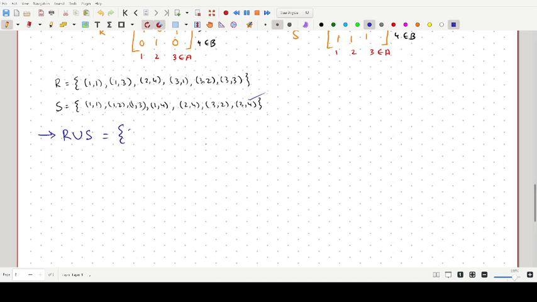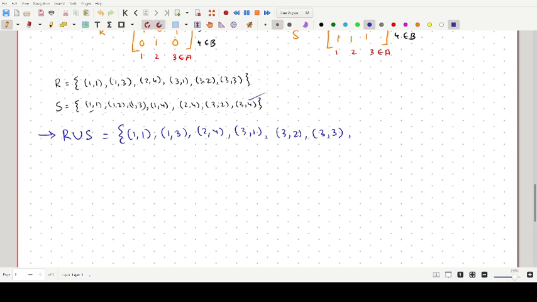So we have got 1 comma 1 from the first set, 1 comma 3 from the first set, 2 comma 4 from the first set, 3 comma 1 from the first set. Remember, all these sets are basically relations. We have got set R and set S, right? So we have written down all the elements of the relation R, and then we'll write down all the elements of the relation S.